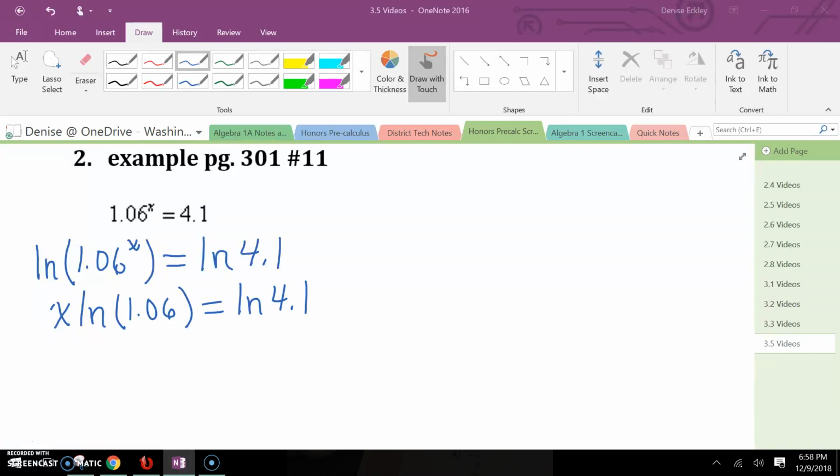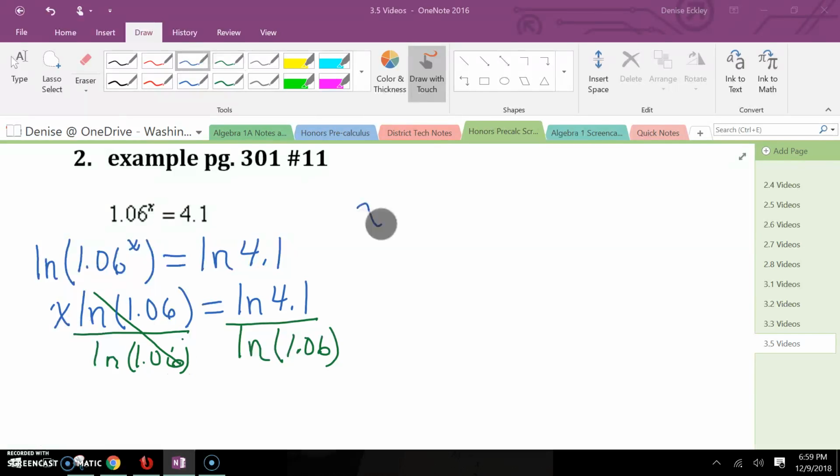Now just like the natural log of 4.1, the natural log of 1.06 is just a number, so I can divide both sides by that. It's the coefficient of x now. Now don't cancel out the natural logs. It is an operator. You cannot just cancel them out and have 4.1 divided by 1.06. I can cancel the whole thing on the left though. So I am left with x equals the natural log of 4.1 divided by the natural log of 1.06.